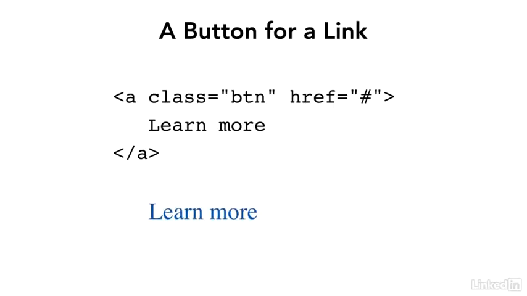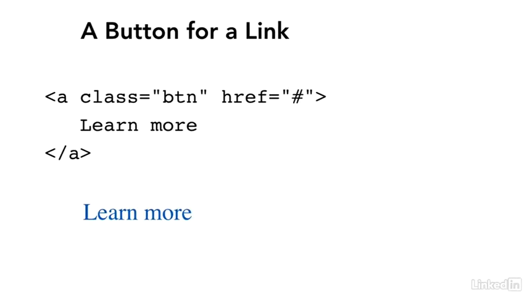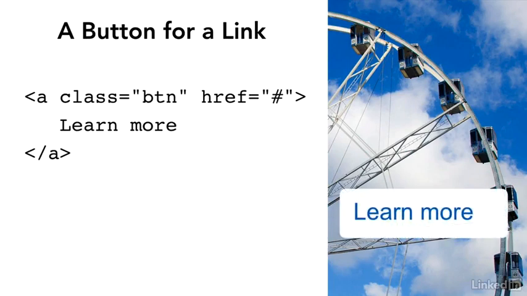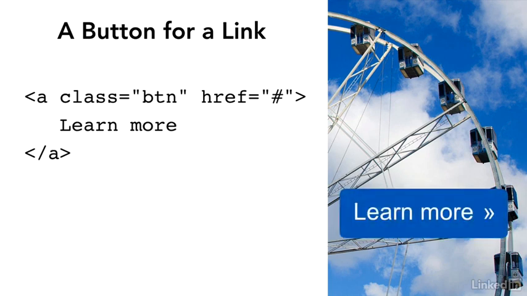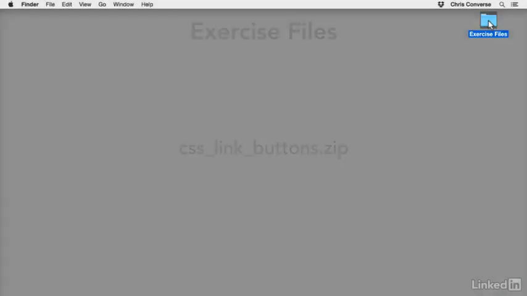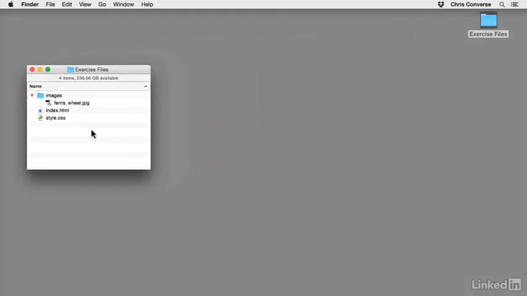Hi, this is Chris Converse, and in this episode, we'll take a standard hyperlink and transform it into a button, creating a much more compelling call to action. We'll also be making use of a CSS pseudo element to create a text-based arrow, as well as setting up a hover state. So if you'd like to follow along, download the exercise files, and let's begin by opening the index.html file in a text editor.